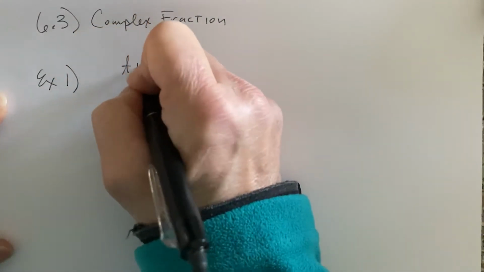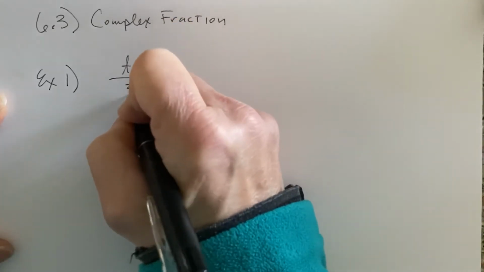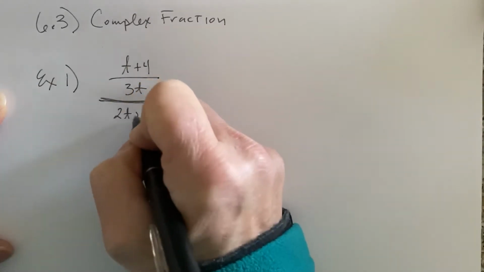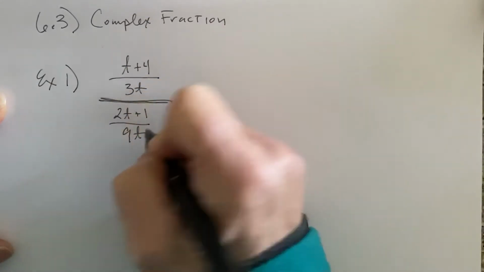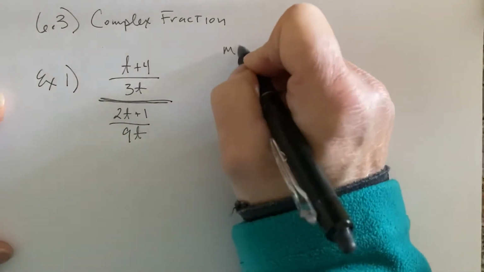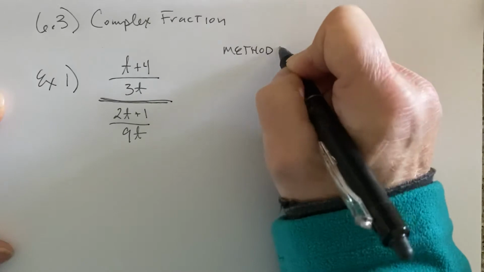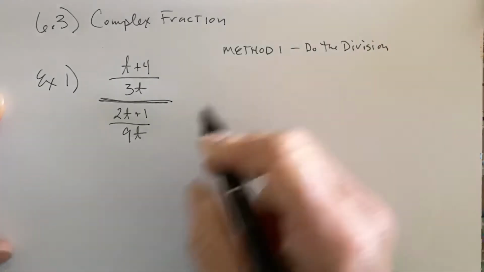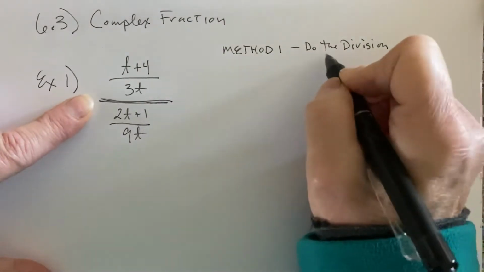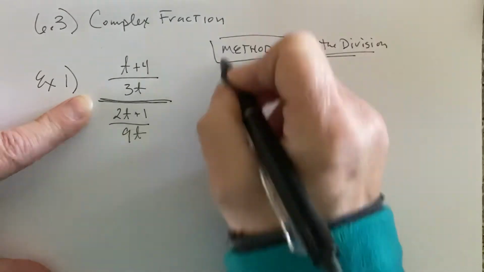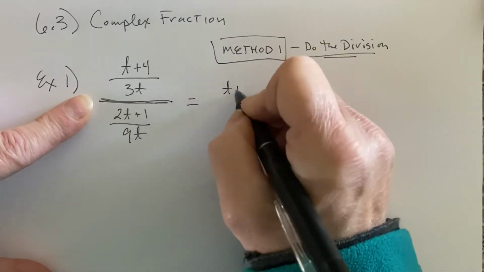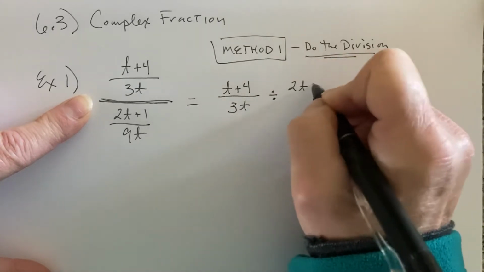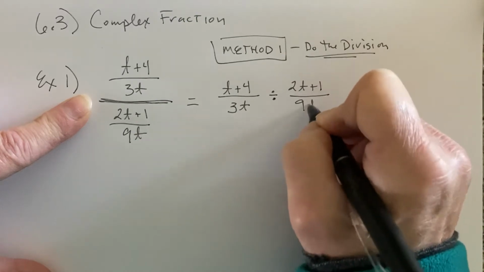Let's say I have (t + 4) over 3t, and that whole thing is my numerator, and that's over 2t plus 1 over 9t. Method 1 is simply do the division. Remember, your fraction bars are like division. So method 1 is just treating this like a division: (t + 4) over 3t divided by (2t + 1) over 9t.